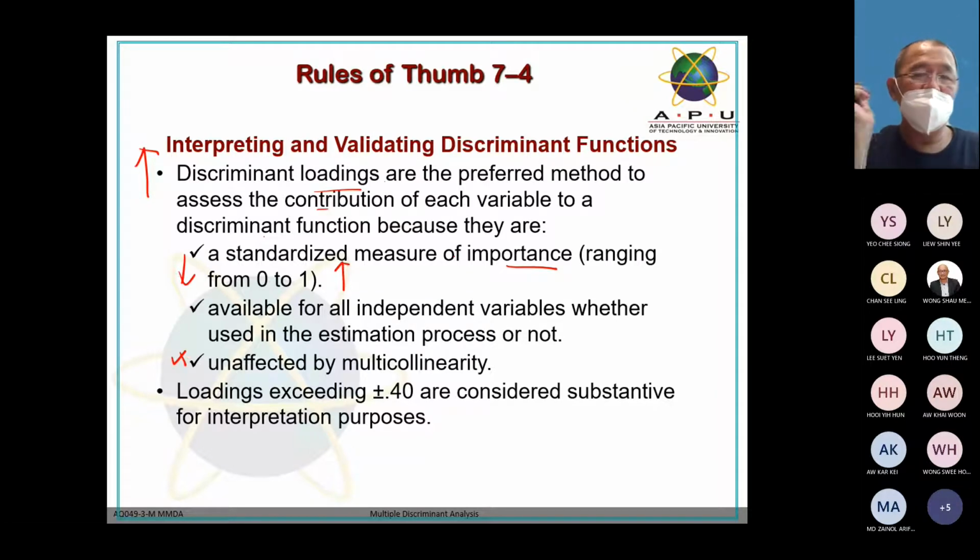So here 0.4 can be the guideline for us. Again, if you want to use it in the capstone, you must do citation. For assignment, no need. So more than positive 0.4 or less than negative 0.4, you consider substantive for the interpretation purpose.